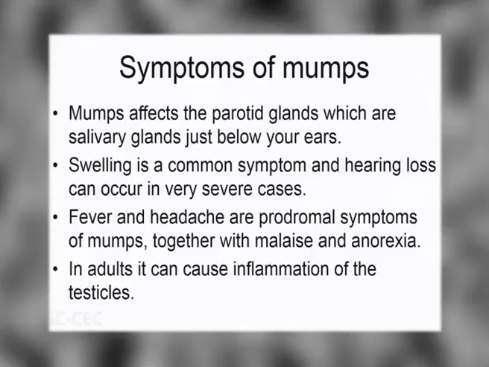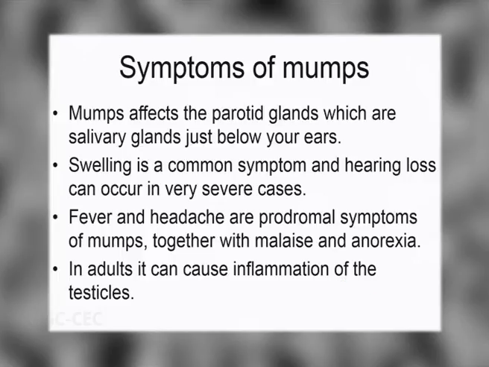Now what are the main symptoms? As you can see in this chart, there's a swelling here, which is the most important symptom. That is, mumps affects the parotid gland and there is swelling. There is loss of hearing in certain cases, and then there is fever, headache and anorexia. In certain cases, especially in males, it can lead to inflammation of the testicle. But I'm not talking of infants, I'm talking of adults in this case.